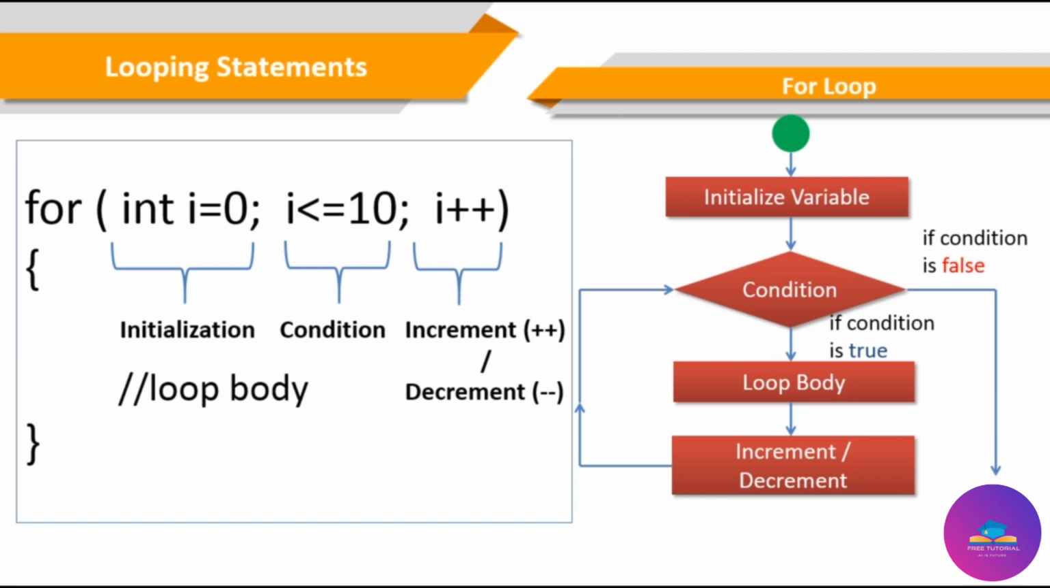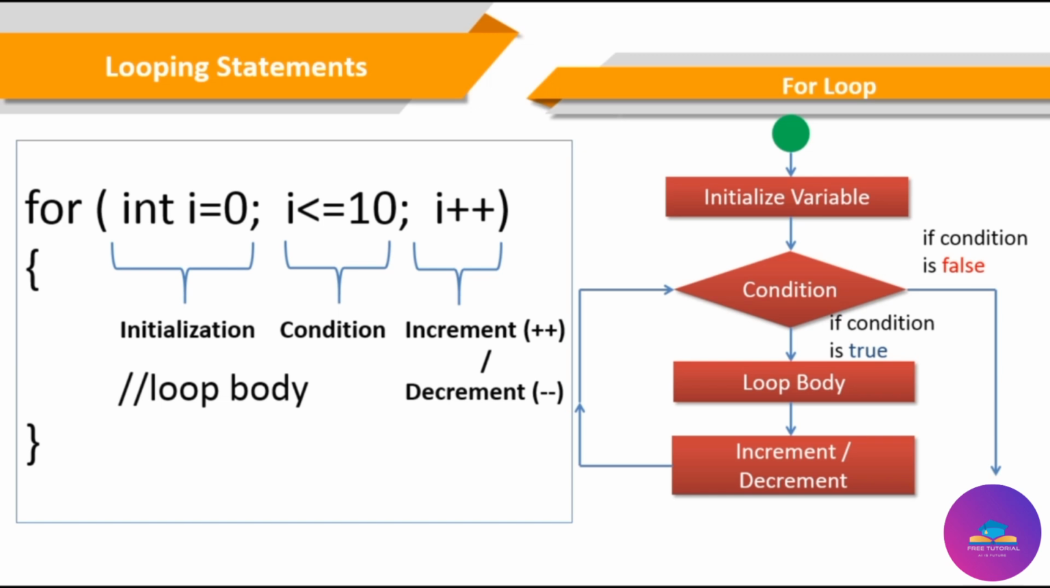Third step, after each execution of the for loop's body, the increment-decrement part of the for loop updates the value of the controlling variable. And then the last step. After the third step, the control jumps to the second step and the condition is reevaluated. You'll see why in a minute.